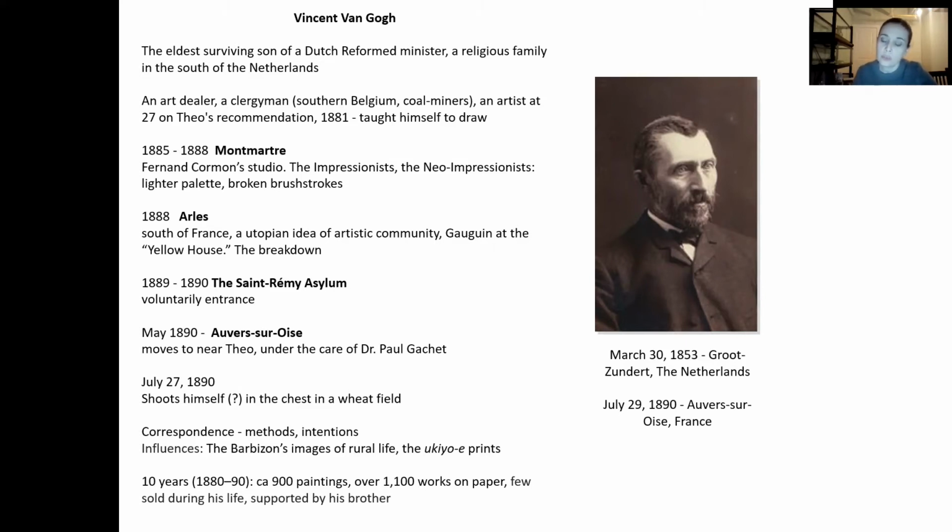He moves to Paris, and he attends a studio of Fernand Cormon. Just like Lautrec, he encounters Impressionism and Neo-Impressionism, and his colors become lighter and his brushwork becomes more bravura. In 1889, very famously, he lives in the south of France, in Arles, with Paul Gauguin. They have an infamous argument where Van Gogh has a nervous breakdown and cuts off part of his earlobe. He then voluntarily becomes part of the asylum at Saint-Remy in 1889.